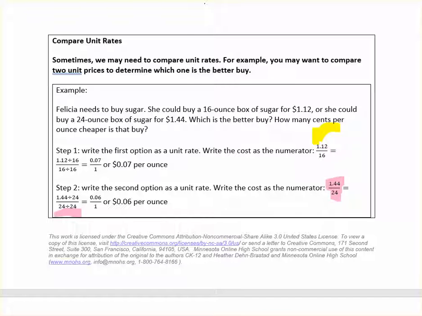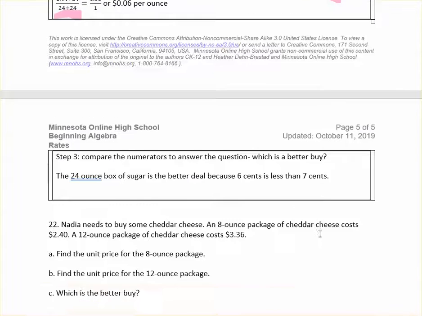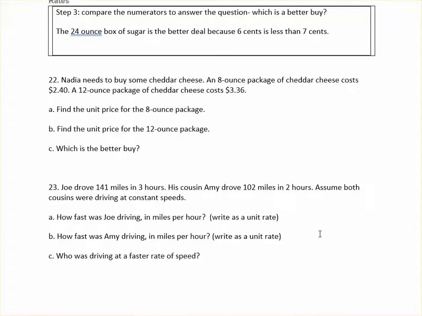And then there was one more question that said, how many cents per ounce cheaper is that by? And that answer would be 1 cent. It's only 1 cent cheaper. So the better buy is the 24-ounce box of sugar, so you would have to answer that question as well. The 24-ounce box of sugar is the better deal because 6 cents is less than 7 cents. And it's cheaper by 1 cent.